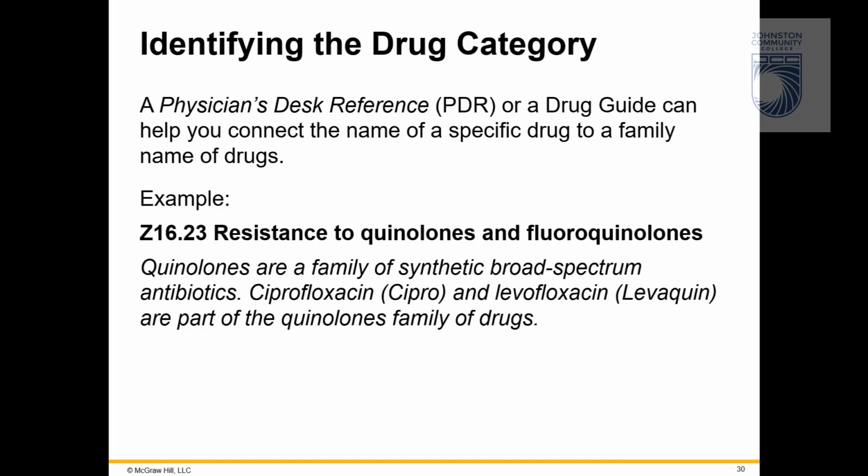Identifying the drug category. A physician's desk reference, PDR, or a drug guide can help you connect the name of a specific drug to a family name of drugs. Example, Z16.23, resistance to quinolones and fluoroquinolones. Quinolones are a family of synthetic broad-spectrum antibiotics. Ciprofloxacin, also known as Cipro, and levofloxacin, known as Levaquin, are part of the quinolones family of drugs.